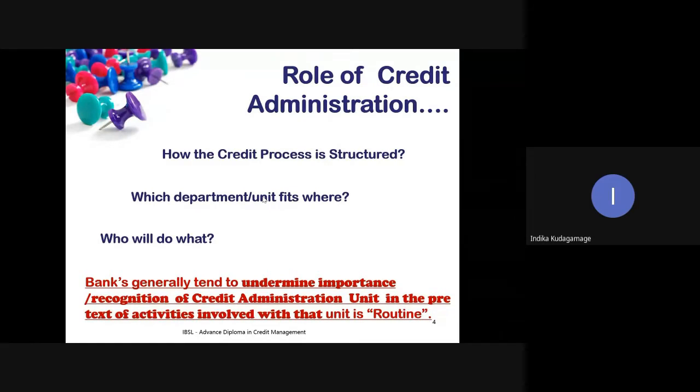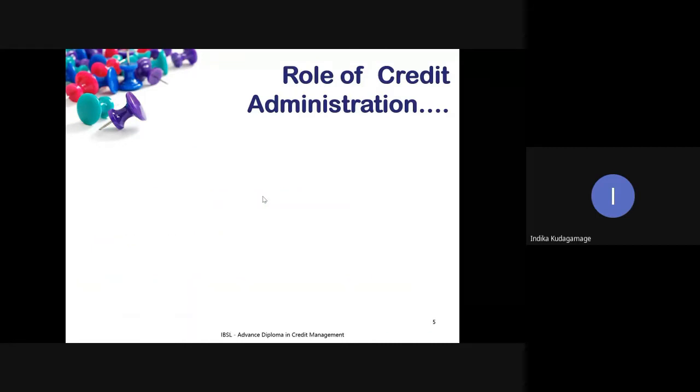Credit admin, if you can remember, last time I drew the graph. There you have a portion called credit admin. The main problem here is that banks have a general trend to undermine the importance of the credit administration unit, on the pretext of the activities involved. Because whatever functions the credit admin unit performs are routine jobs, whereas the credit officer and credit selling side are given targets and need to achieve them. The main purpose of credit admin is to book proper credit into the system. This covers setting up limits, risk function, CRD function, everything. These are back office things.